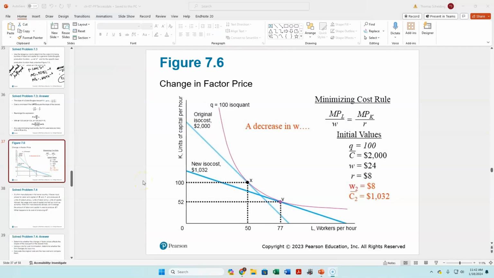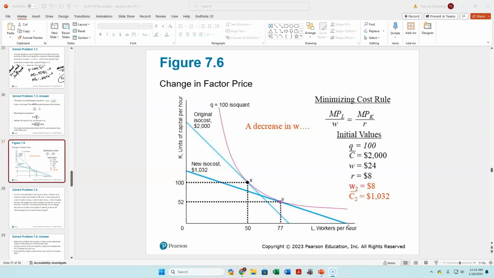So what we can see here is that as we generate our original iso-cost curve, the light blue line here, given our price of capital and workers, if we were to change the wage rate from $24 to $8, as workers become cheaper, the curve in some sense does become flatter, so at least the x-intercept is going to be further from the origin.